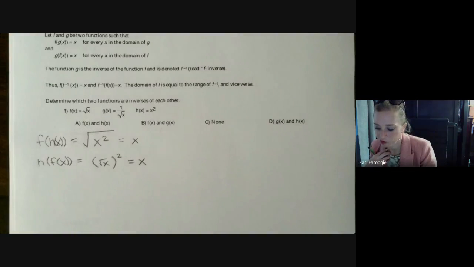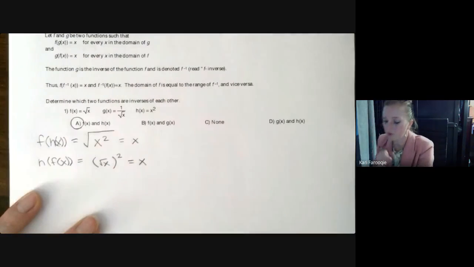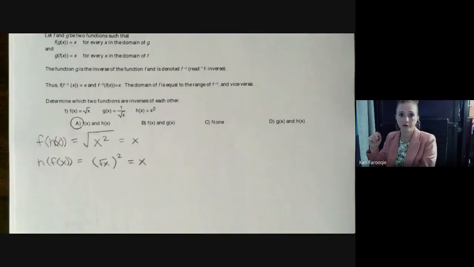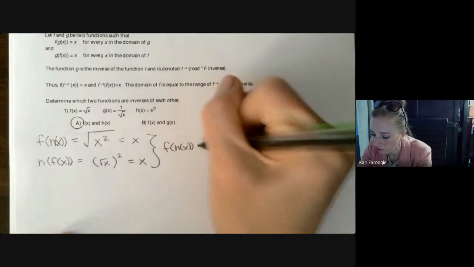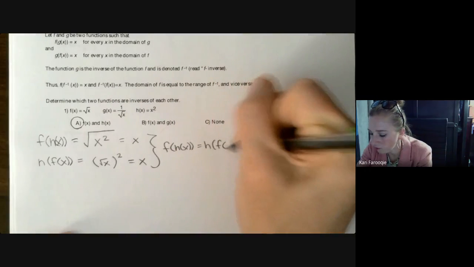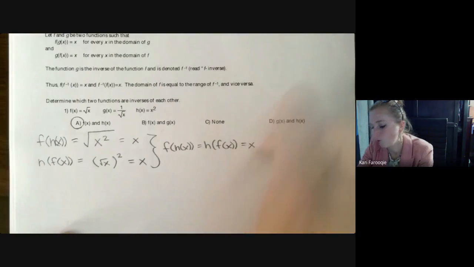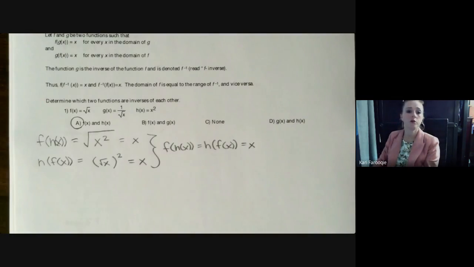So determine which two functions are inverses of each other. Yay, A was the correct answer. They're both inverses. But I want to show you why the other functions are not inverses of each other. So we're going to say f of h of x equals h of f of x, and both of them were equal to x. That's how you know they're inverse functions.